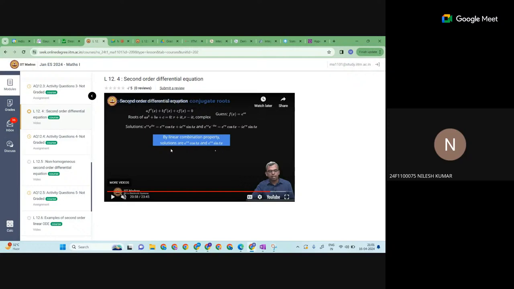So here is just the linear combination property. What is the linear combination property? k1 of f1 x plus k2 of f2 x is also a solution if f1 x and f2 x are two solutions of the differential equation.